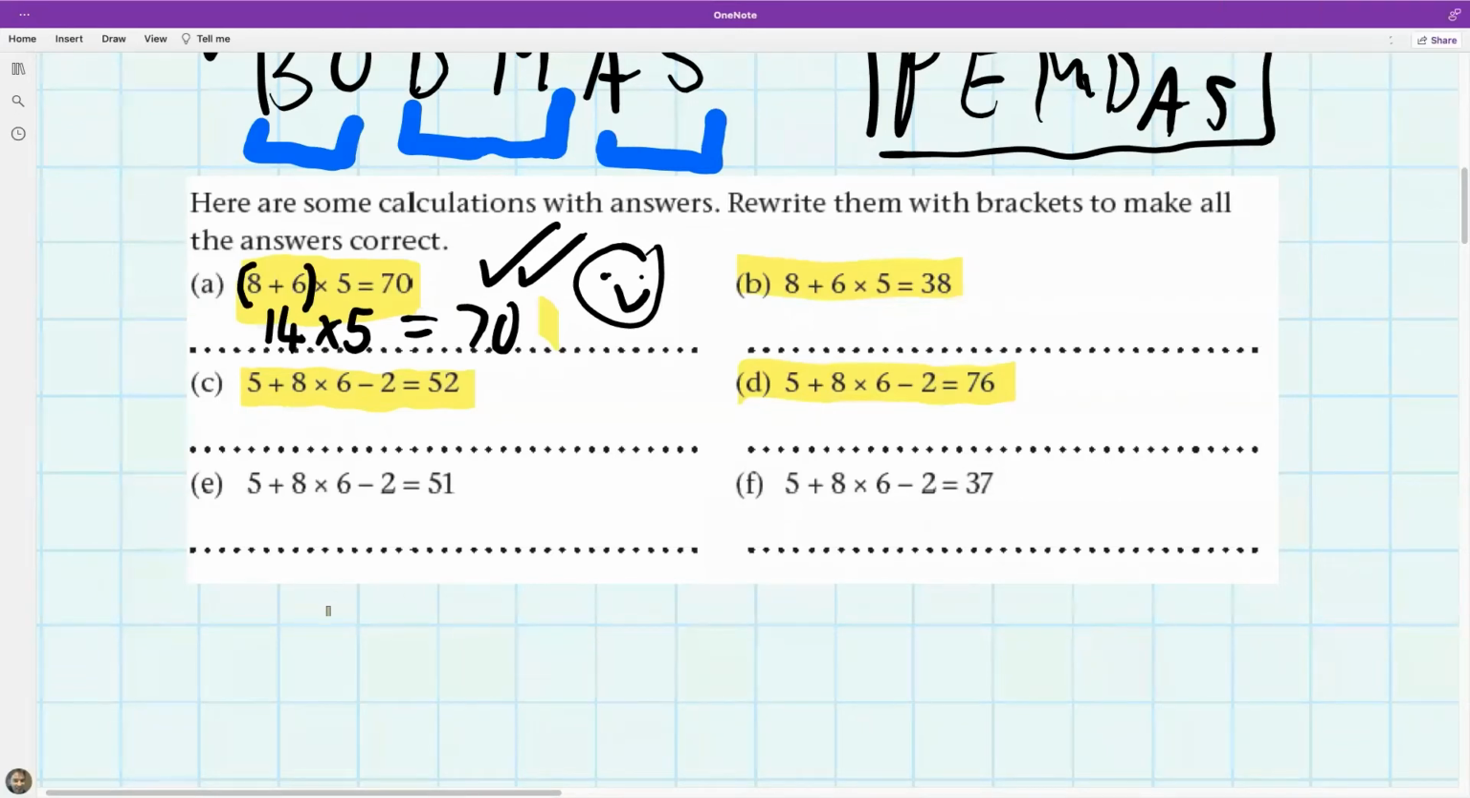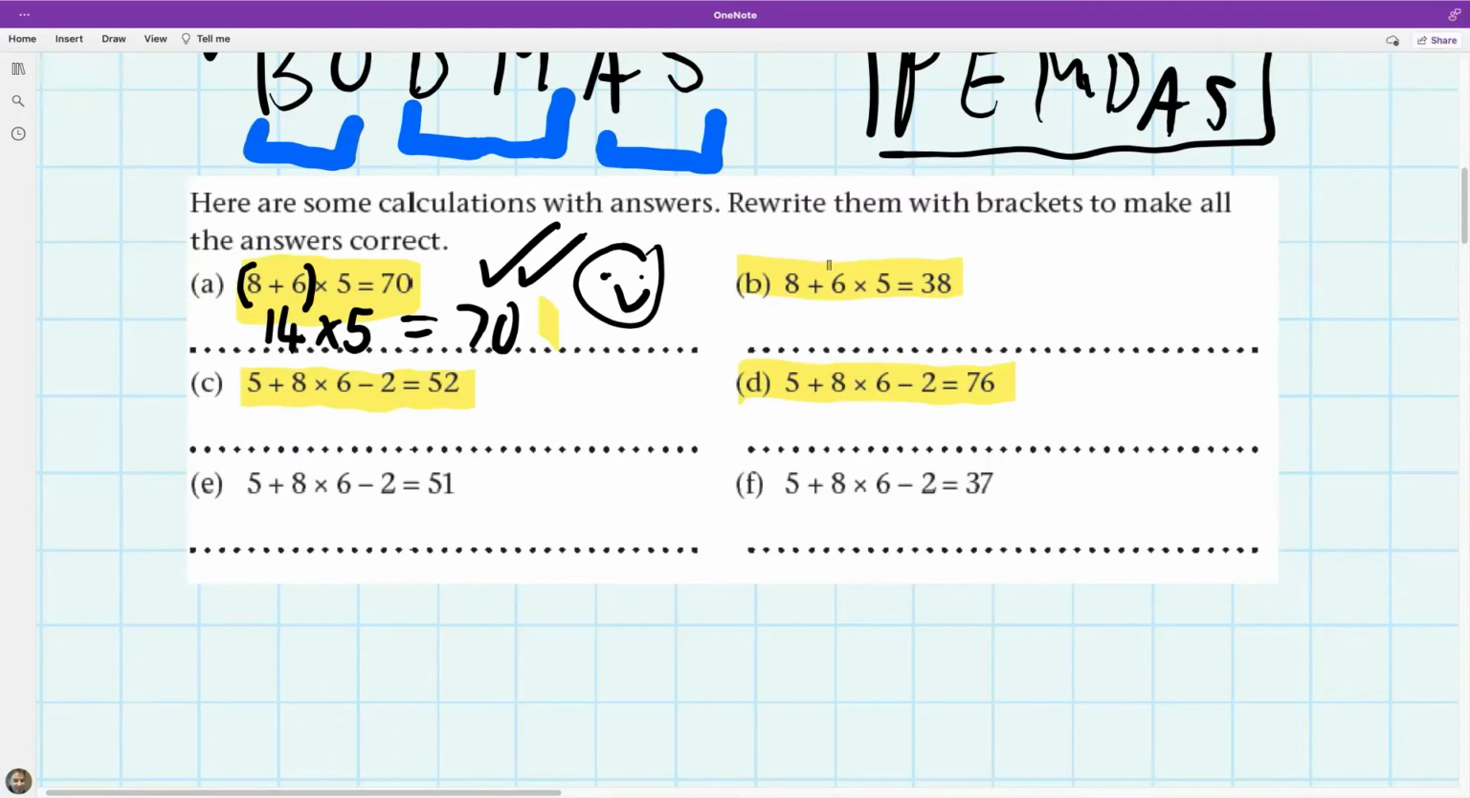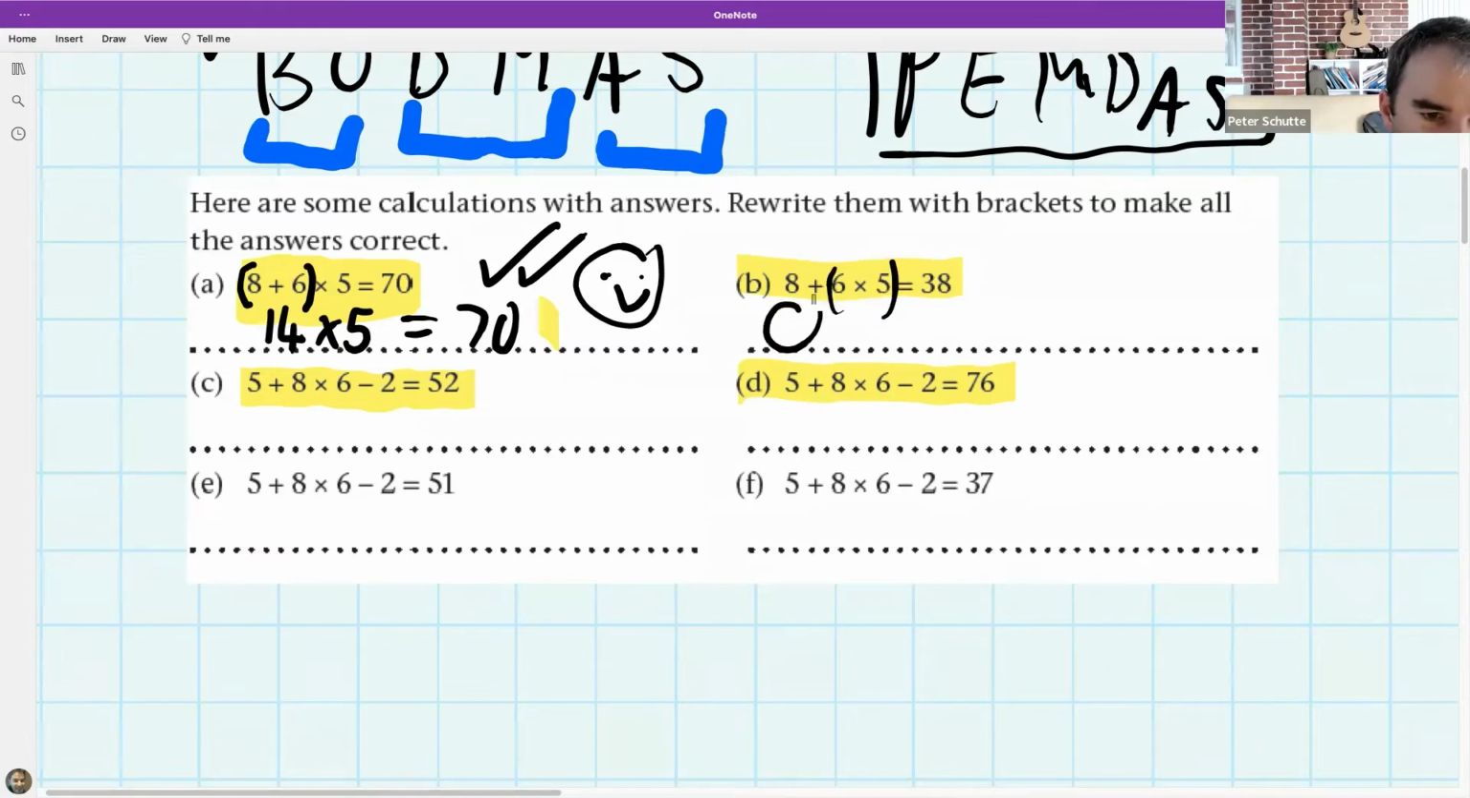Sir, I was giving the answer for B, not A. Oh, okay. Sorry. So you're saying put it around, where must I put it? 6 times 5. Perfect. Absolutely perfect. You are winning at life.